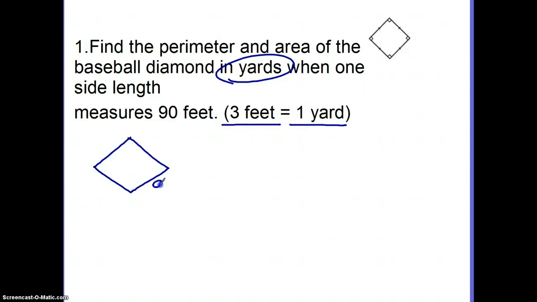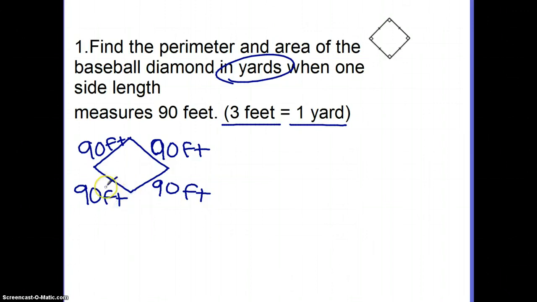If I want perimeter again, remember that means we're going to add all four sides together and find the total. So we know all four sides, since it's a square baseball diamond, we know all four sides are the same. They all run the same distance from each base. So, and we want to find this in yards. So I need to take that 90 feet, that's the length of each side, and I need to change that into yards. So again, we're going to put this over 1.